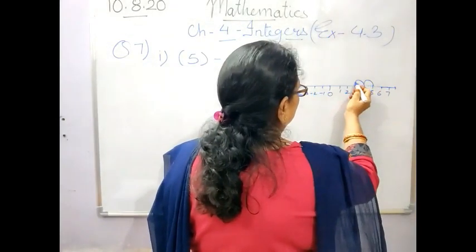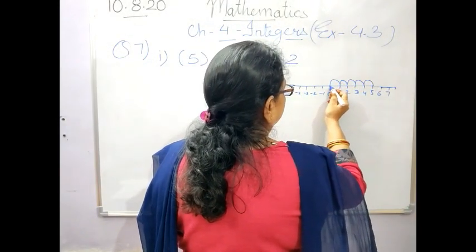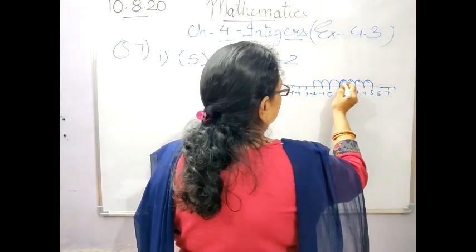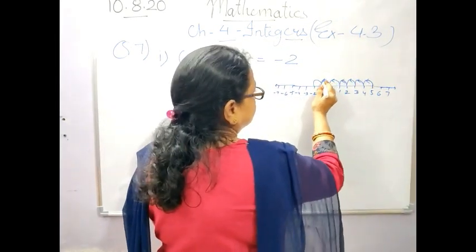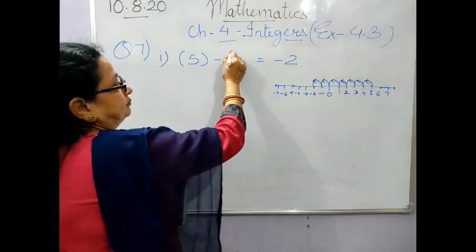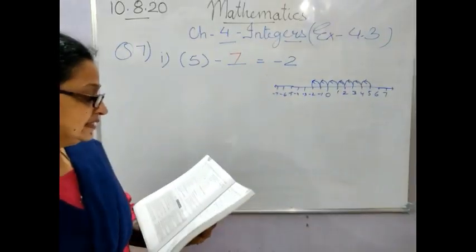1, 2, 3, 4, 5, 6, 7. You have moved how many places to reach minus 2? 7. So your answer will be 7. Okay. See the next one.